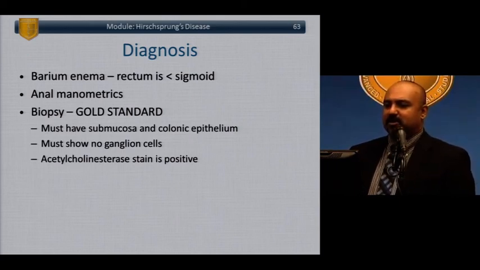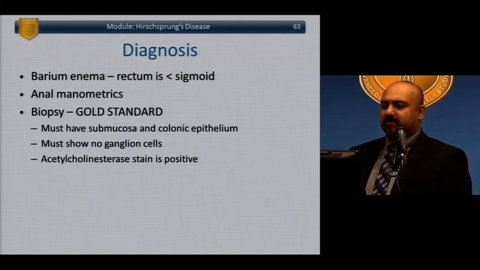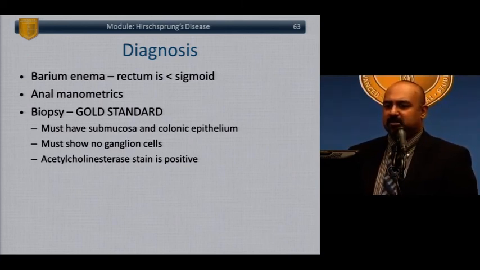Anal manometry, people have done to look at the sphincters and see if they relax, but the biopsy is the gold standard. You must have submucosa, it must not show any ganglion cells, and when you stain this, the acetylcholinesterase stain is positive. And you may also see hypertrophic nerves on the biopsy as well.